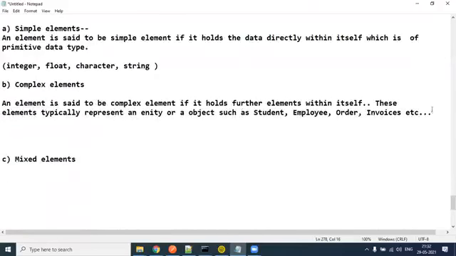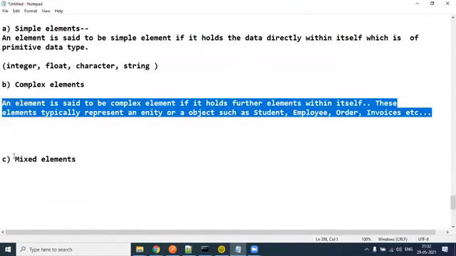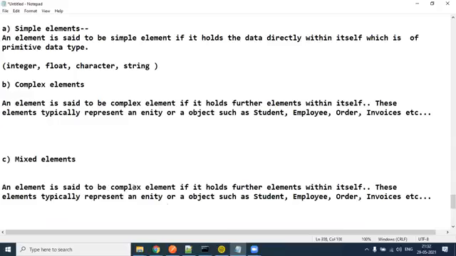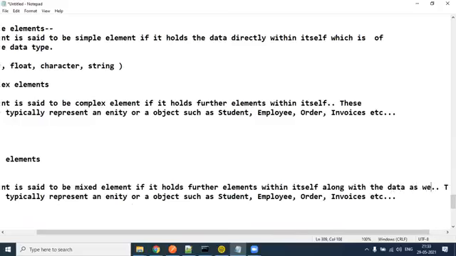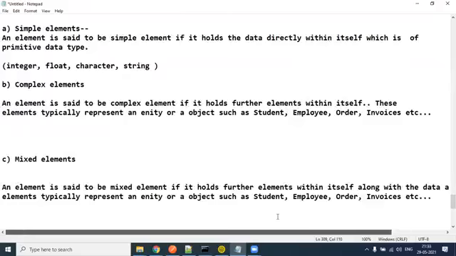And what is a mixed element? An element is said to be a mixed element if it holds further elements within itself along with the data as well. This might be a little confusing. I'll explain it to you with an example.